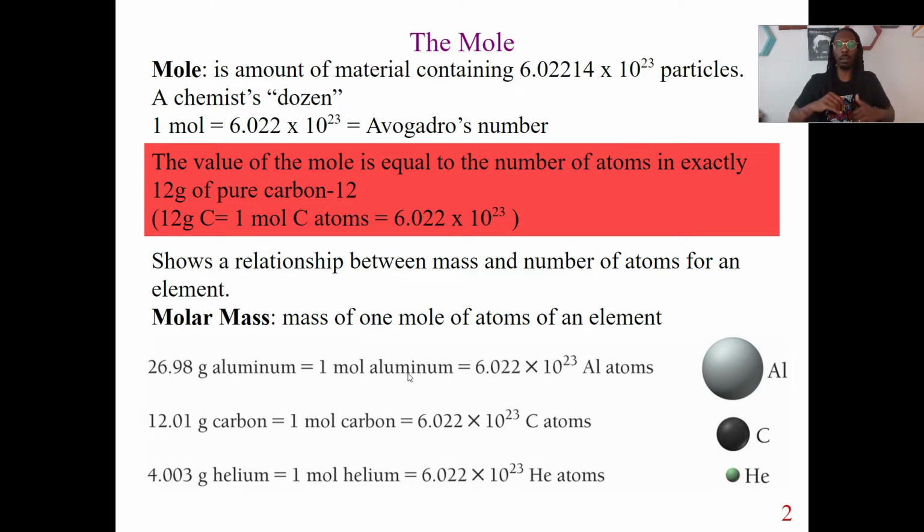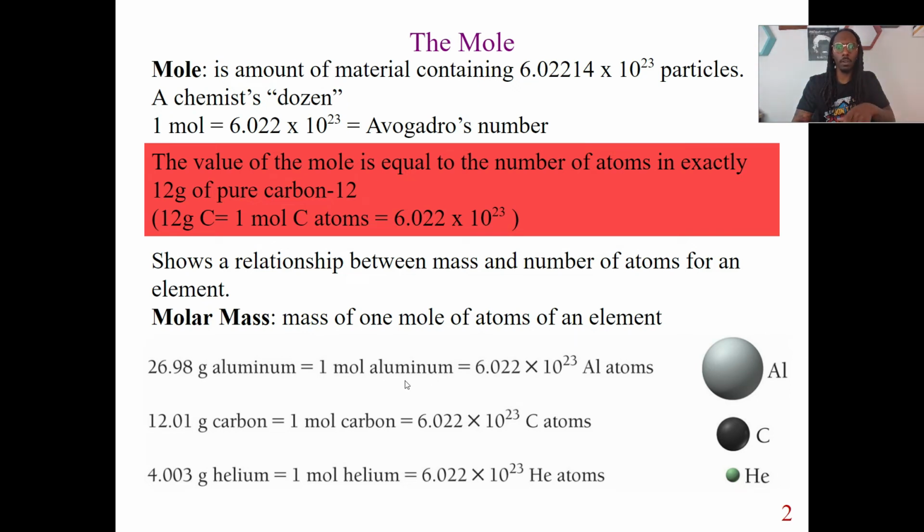Let's say we have 1 mole of them all: 1 mole of aluminum, 1 mole of carbon, 1 mole of helium. Thanks to Avogadro's number, 1 mole equals 6.022 times 10 to the 23, in this case aluminum atoms. When we're talking about moles, they all have the same amount of atoms. The difference is that they're different elements, but they're all 1 mole. So how is that going to impact our mass? This is where molar mass comes into play: the mass of 1 mole of atoms of that element.